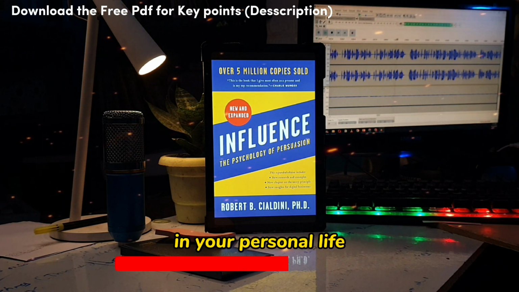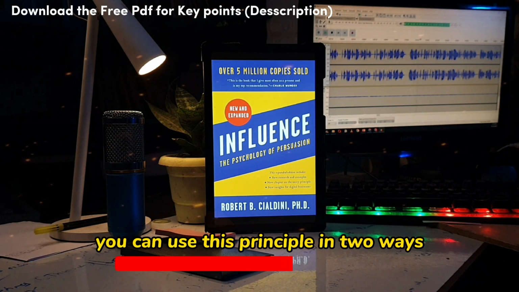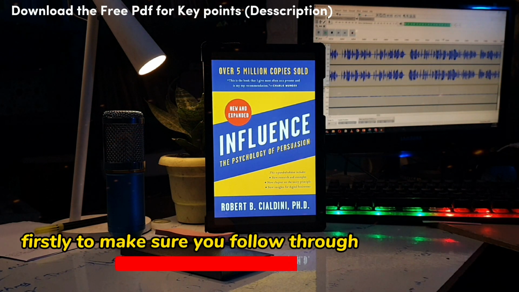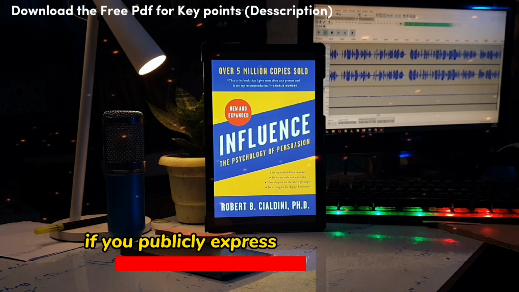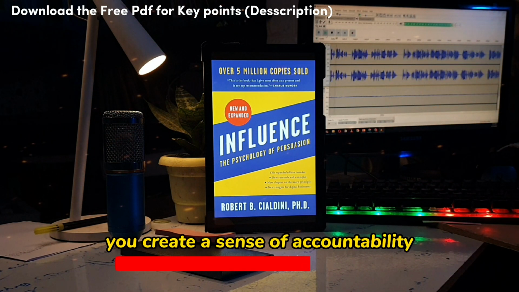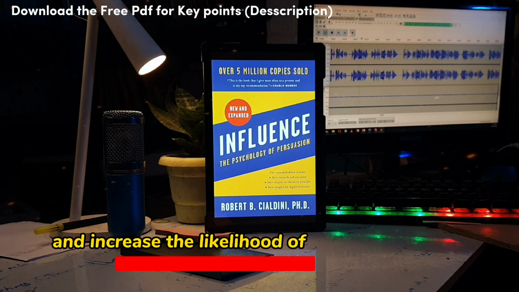In your personal life, you can use this principle in 2 ways. Firstly, to make sure you follow through with your goals by publicly declaring your intentions. If you publicly express your commitment, you create a sense of accountability and increase the likelihood of following through.